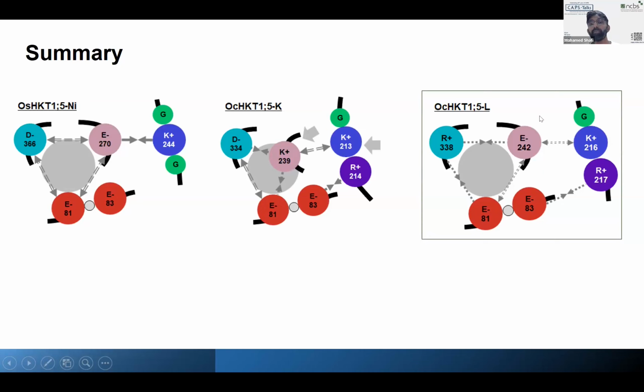Now, in the new homolog we studied from Oryza coarctata itself, we can see a swapping of the charges around the pore region. We can expect a salt bridge formation here and also here, just like in the Oryza coarctata K protein. Since the mouth of the pore region has glutamic acid as a negatively charged residue, it can attract the sodium ion, and it can also have higher conductivity just like the K.